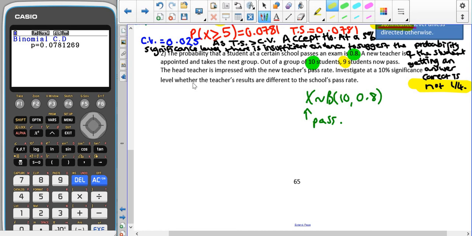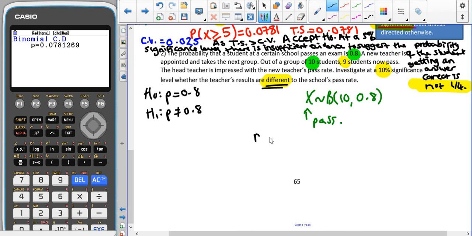Now 9 students pass. The head teacher is impressed with the new teacher's rate. Investigate at a 10% significance level whether the teacher's results are different from the school's pass rate. So again, it doesn't say increase or decrease, it just says different. So our H0 is going to be that the probability is 0.8. Our H1 is going to be that the probability is not 0.8, testing if it's different.